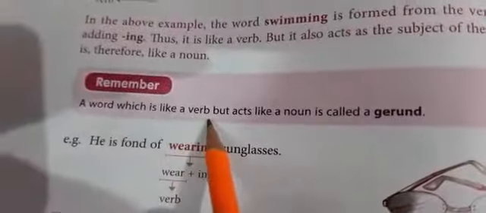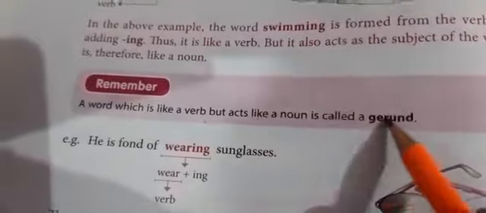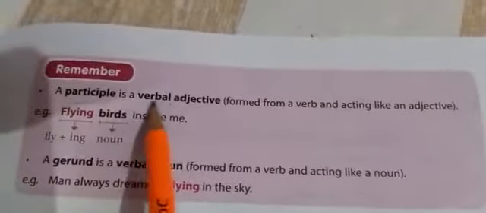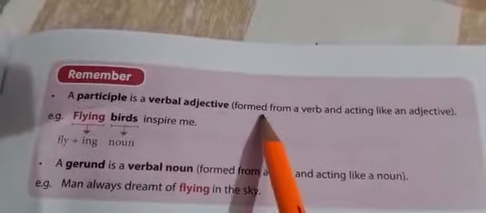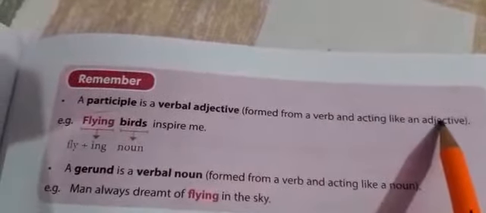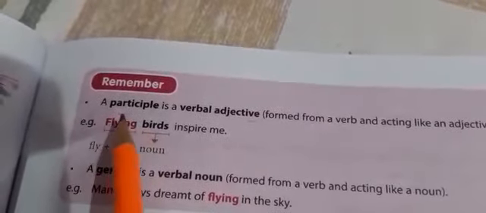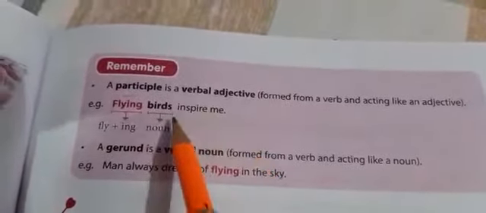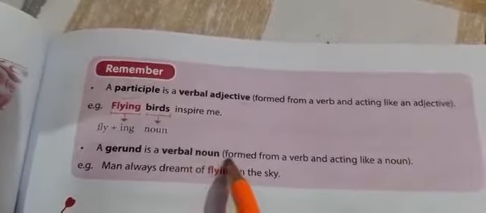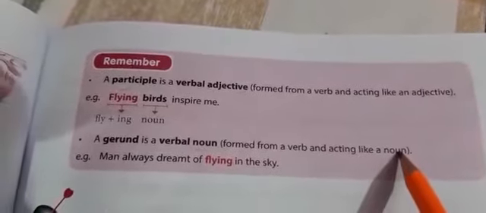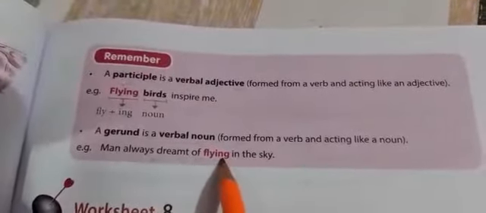And remember, a word which is like a verb but acts like a noun is called a gerund. A participle is a verbal adjective formed from a verb and acting like an adjective. Flying birds: flying is the adjective and it is used for birds. A gerund is a verbal noun formed from a verb and acting like a noun. Men always dreamed of flying in the sky.